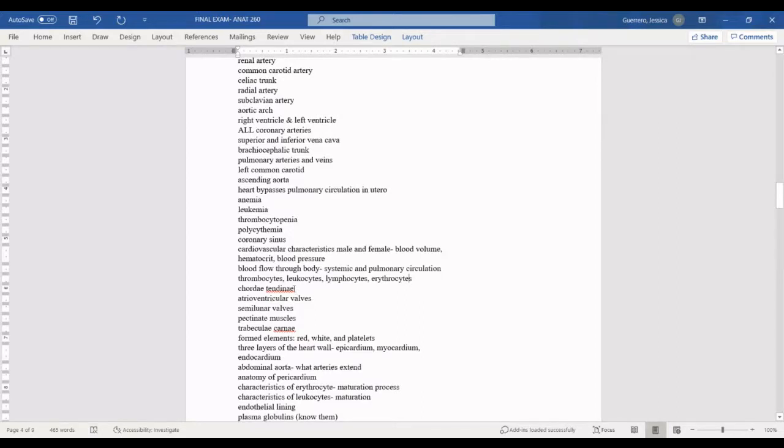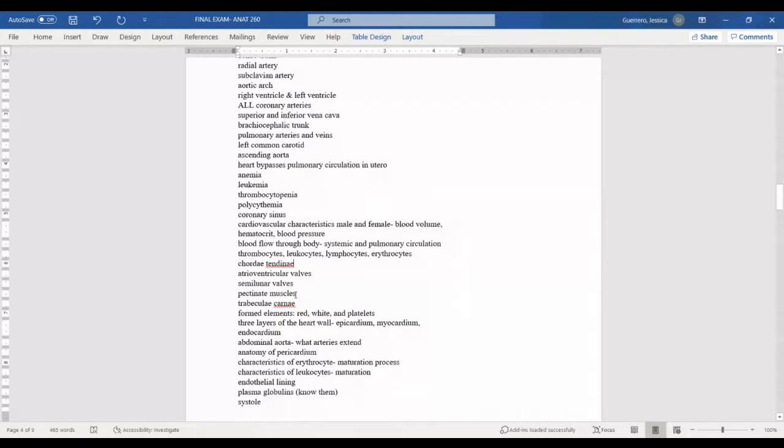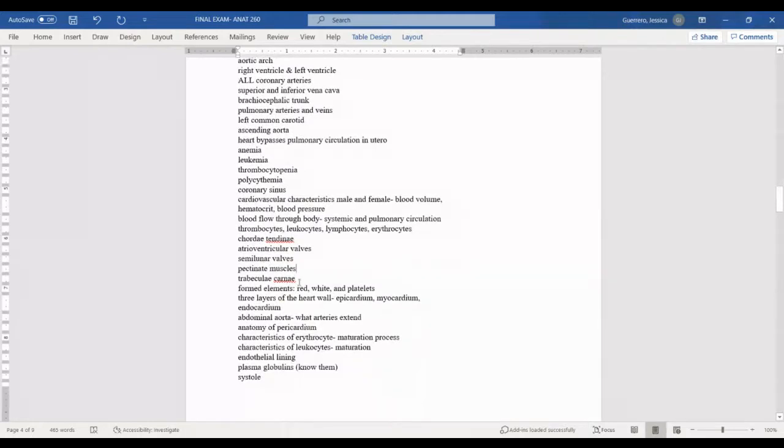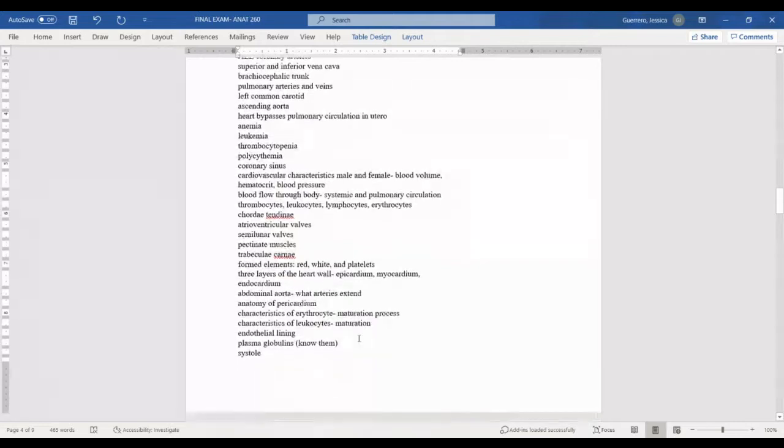The chordae tendineae, which is found inside the heart, the atrioventricular valves, heart anatomy, semilunar valves, heart anatomy, pectinate muscle, heart anatomy, trabeculae carneae, heart anatomy, the formed elements of the blood, so red blood cells, white blood cells, platelets. I also mentioned those just a moment ago. The three layers of the heart, so the epicardium, myocardium, endocardium. On the abdominal aorta, so still the aorta, just separately referenced as abdominal, what arteries branch off from that? The anatomy of the pericardium, okay?